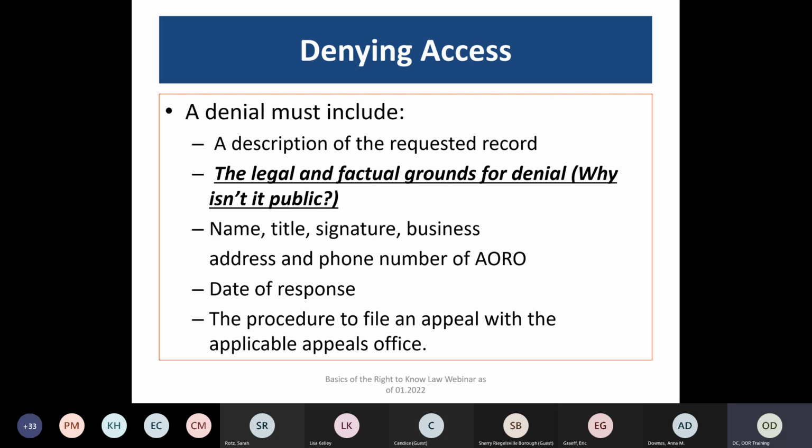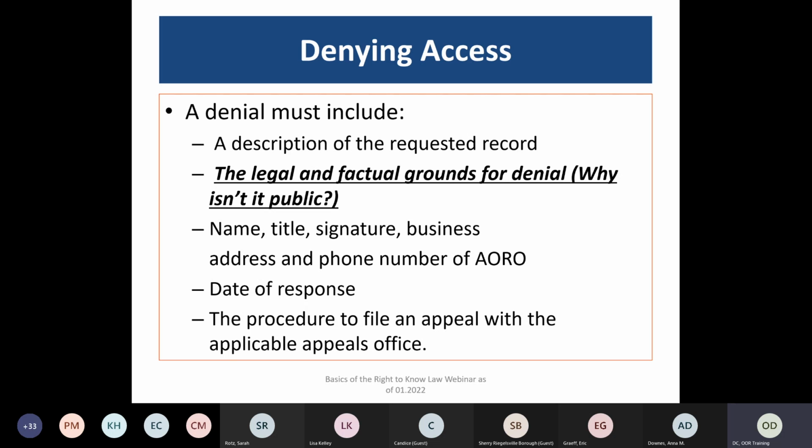Make your case. And then you put the contact information for the agency. Remember, this is the person legally responsible for responding to the request. So you need to say who this person is, who you are. Then you put the date of the response. This is important because another deadline kicks in on the date of the response.